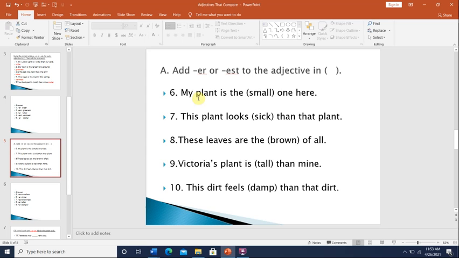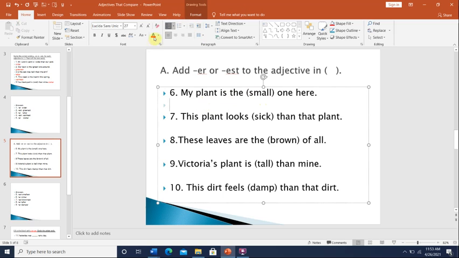Here, my plant is the small one here. Okay, so that means I'm comparing my plant to all the other plants. What will we add? We'll add EST. So the answer would be my plant is the smallest one here.